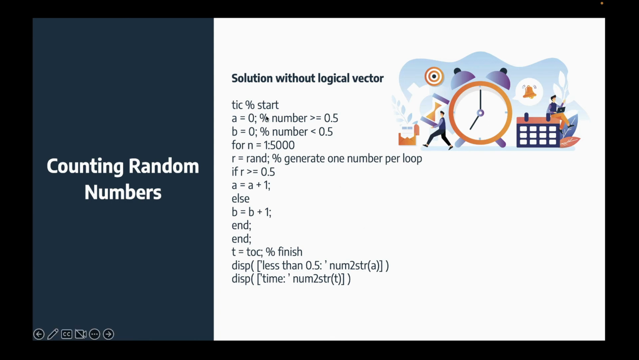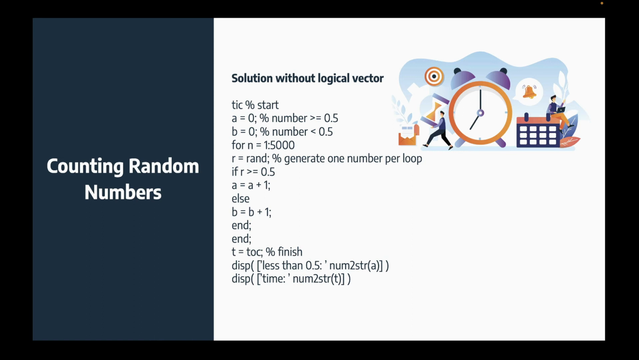You can say A equals 0, B equals 0, for n equals 1 to 5,000. Let's assume it has 5,000 random numbers. Now r equals rand for those 5,000 cycles. If r is greater or equal to 0.5, then A equals A plus 1. A equals A plus 1 is a counter, so it counts every time the if statement is true. Else B equals B plus 1, so it counts whenever the if statement is false. So whenever r is greater or equal to 0.5, count 1, 2, 3, 4, and so on. Else count it as less than 0.5. That's kind of a counter.